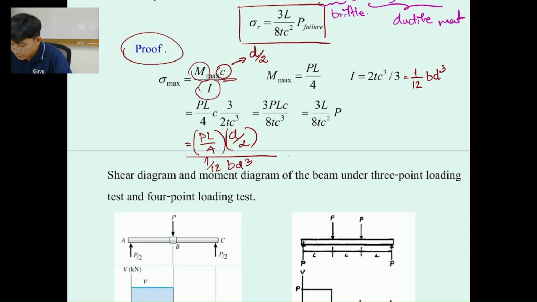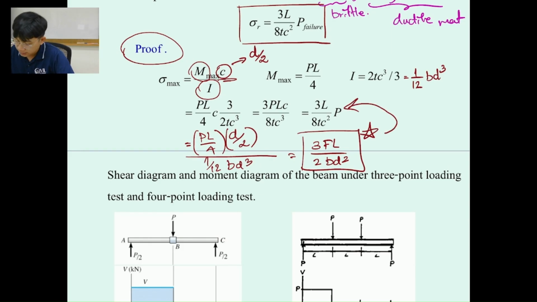And then if we rearrange the equation, in the labs you're going to get the equation of the modulus of rupture equal to 3 FL over 2 BD squared. Okay, so in the lab sheet or the lab manual, you're going to see this equation instead of this, which we're going to use the same equation, where F for the brittle material is going to be the F at failure.